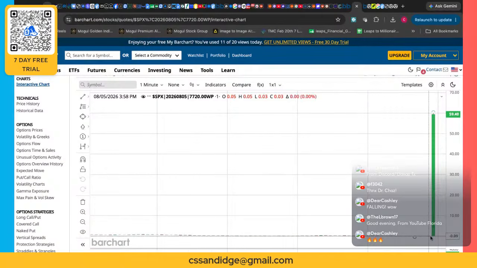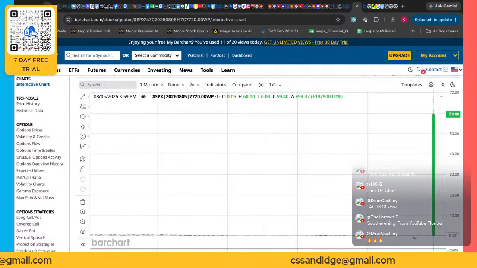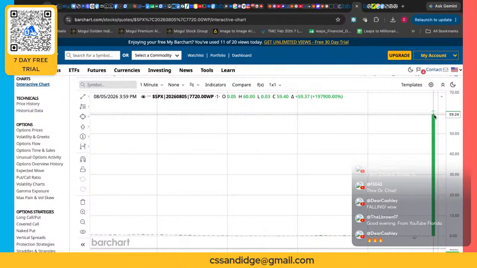Can you enter the trade? Yes. Will it be tricky? Yes, but certain brokers will allow you to. Again, this contract was $10 or $20 and it went over 6,000.